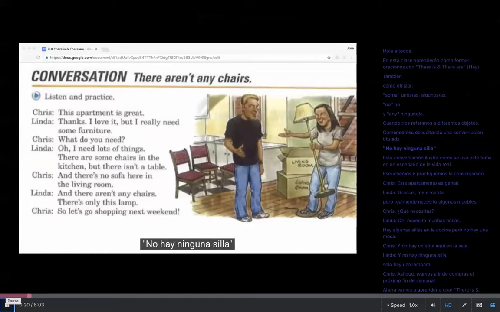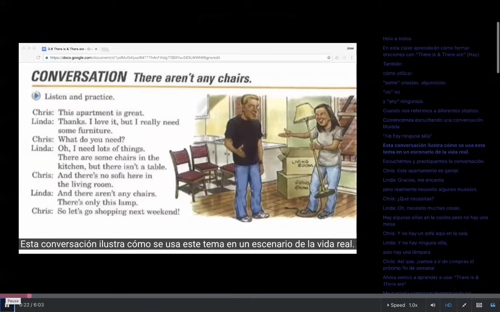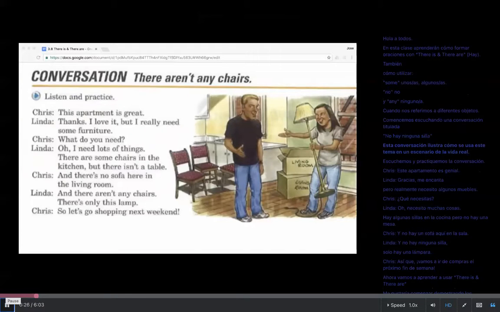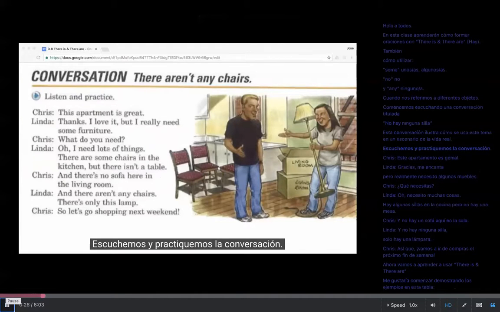There aren't any chairs. This conversation illustrates how this topic is used in a real-life setting. Let's listen and practice the conversation.